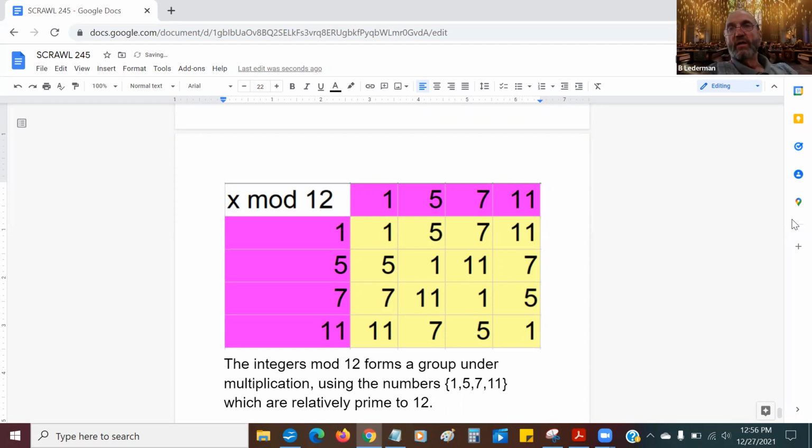By the way, a number which is not relatively prime won't have an inverse. A number which is not relatively prime will not have a multiplicative inverse, like 8. There's no multiple of 8 which is going to be 1 more than a multiple of 12. There's no multiple of 3 which is going to be 1 more than a multiple of 12. So the numbers which are not relatively prime are going to be all messed up. But anyway, this is a nice example of that.